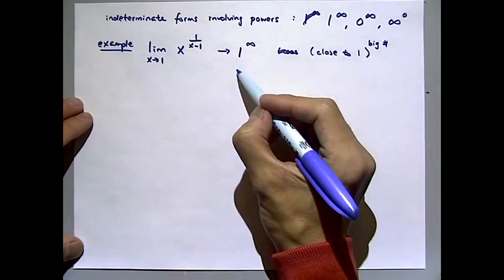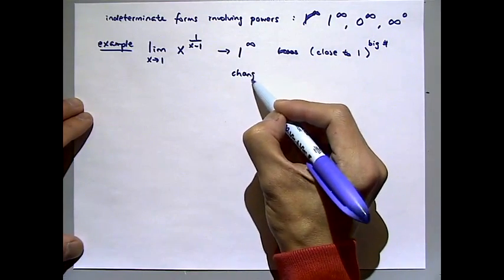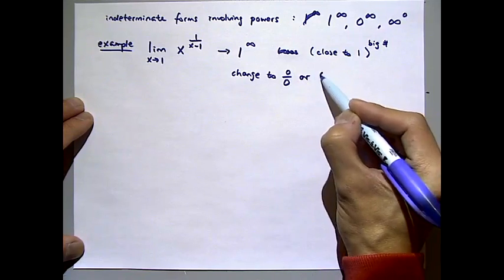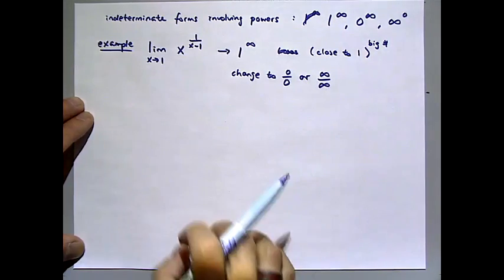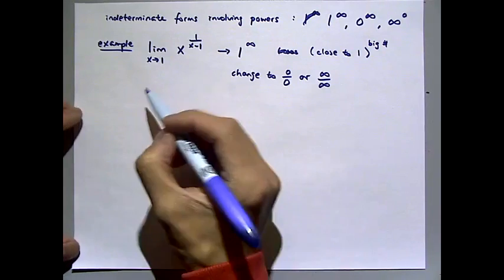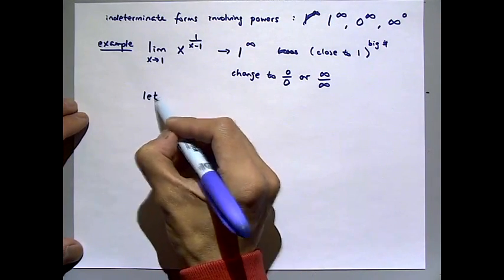And just like before, we want to somehow change this to 0 over 0 or infinity over infinity. This is a little bit trickier because we got a power involved. We really don't like that power being up there. But we know that if you don't want a power up there, you can just take the log of something and bring that power out, right? So here's how we handle this kind of thing.